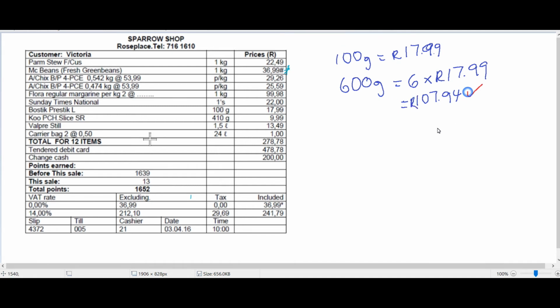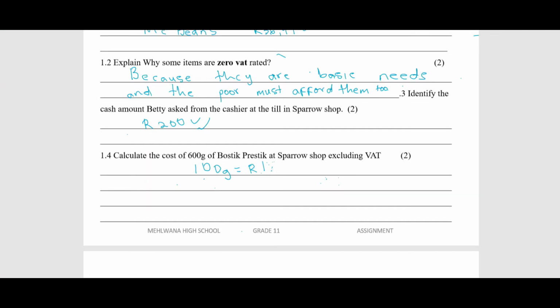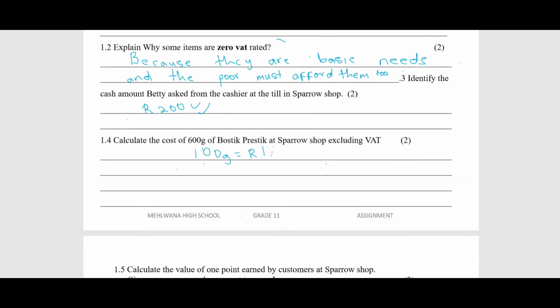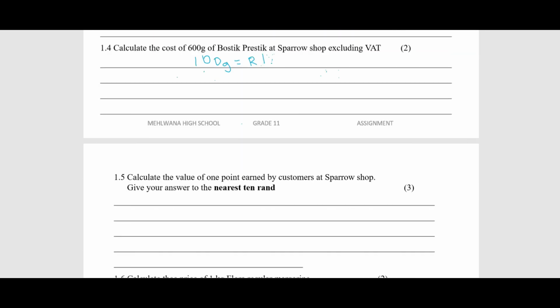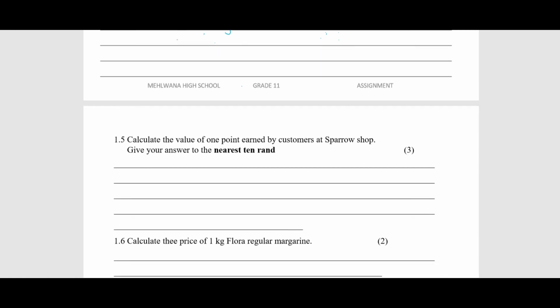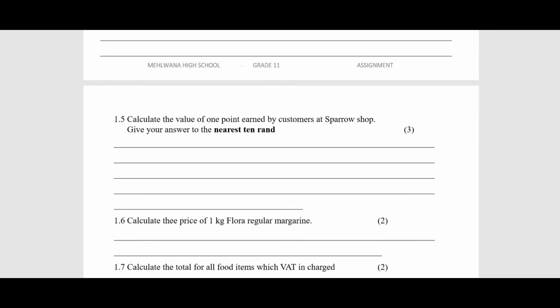So now let's look at the next question. What's the next question? The next question is saying calculate the value of 1 point earned by the customers at Spar shop. Give your answer to the nearest rand. So make sure you listen to the question. The question is to calculate the value of 1 point earned by the customers. But you don't end there. You make sure your answer is converted to the nearest 10 rands.